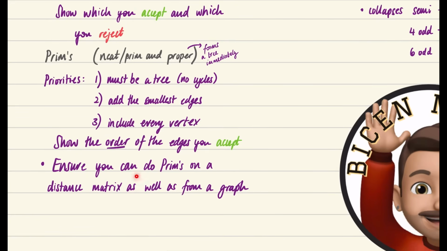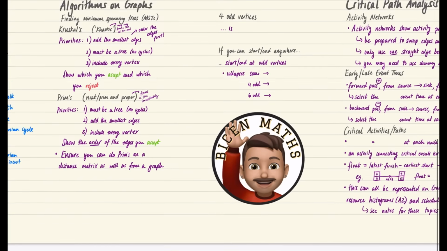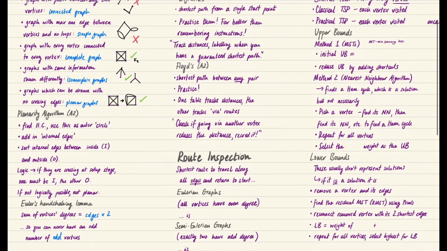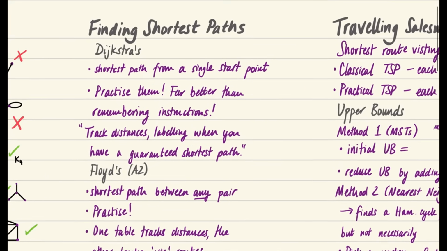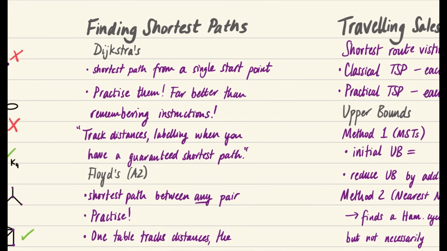And of course, you need to ensure that you can do Prim's on a distance matrix as well as from a graph. And that is something that I'm not going to be able to demonstrate on this document. So it's something that you're going to have to look at from your notes and do a couple of practice questions. Right, now the next part that we have here is finding shortest paths.